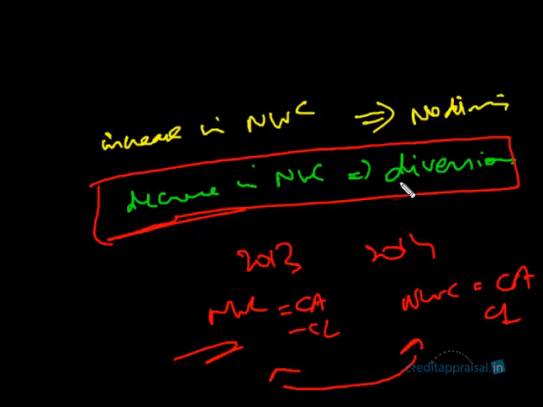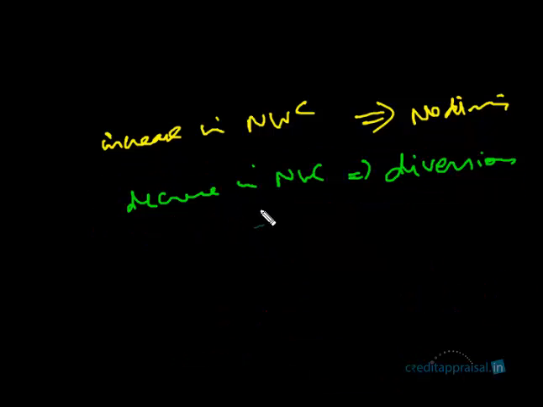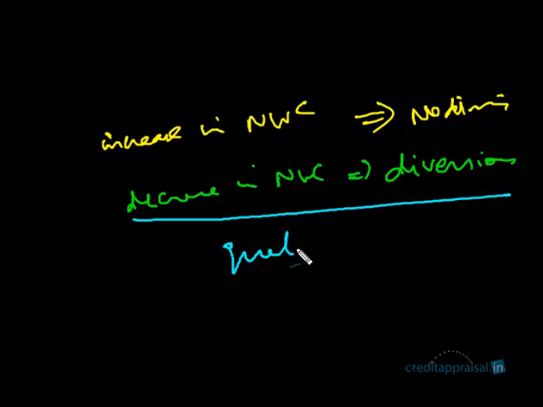Okay? Now, I will qualify this statement shortly, very shortly. This statement needs to be qualified. Whenever NWC decreases, don't say it's diversion of funds. I will qualify this. Just wait for a couple of minutes. But this is the broad idea, right? The broad idea is you take the NWC figure of 2 years and see whether it has increased or decreased. From that we can take a decision whether there was diversion of funds or not.